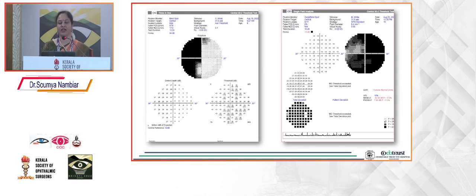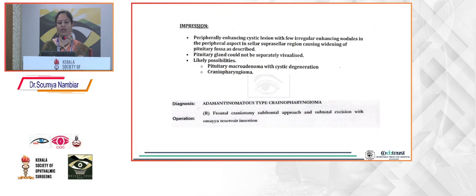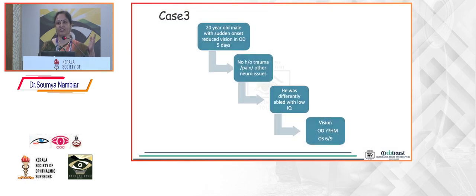And this is her HFA field. So you can see in the right eye there is an advanced field loss, and in the left eye there is a temporal hemianopia. So this is her RNFL and GCC. It's completely thinned out. Okay, and an MRI shows that there is an adamantinomatous type of craniopharyngioma. Okay, and that shouldn't have been missed out. She's been sitting there for 3 to 4 years with that mass there.